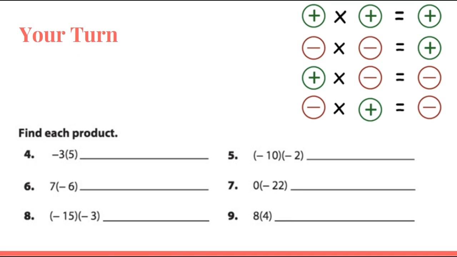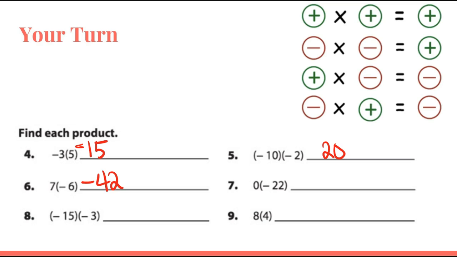Okay, number 4. Negative 3 times 5. Well, 3 times 5 is 15. I have a negative times a positive. My signs are different, so my answer is negative. Negative 10 times negative 2 for number 5. 10 times 2 is 20. Negative times a negative, the signs are the same, so my answer is positive. Number 6, 7 times negative 6. 7 times 6 is 42. Positive times a negative, my signs are different, my answer is negative.